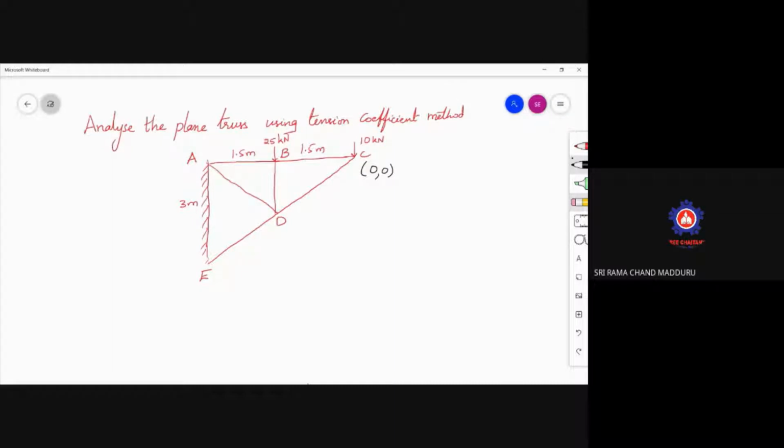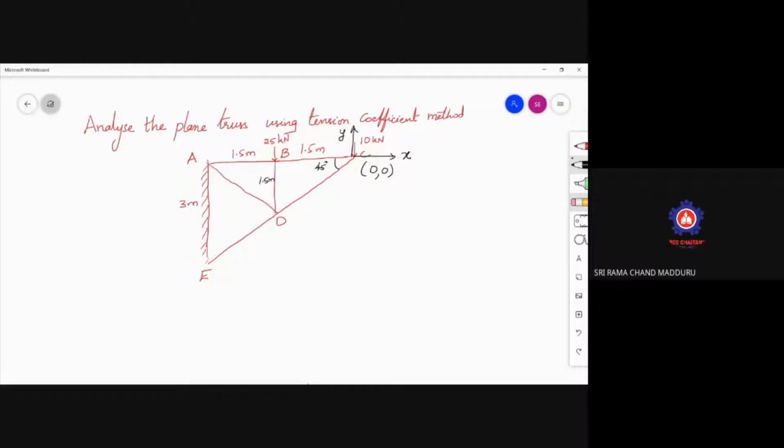Now, when I consider this as origin, I will consider the upward direction as my positive x-axis, and towards the right side will be the y-axis. This is 3 meters. This AC is also 3 meters, making an angle of 45 degrees. Then, obviously, if this is 45 degrees, this distance is also 1.5 meters. This distance is also 1.5 meters.